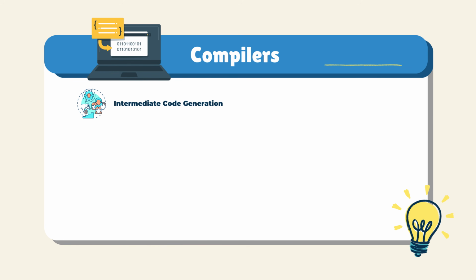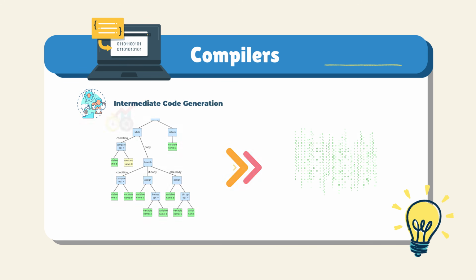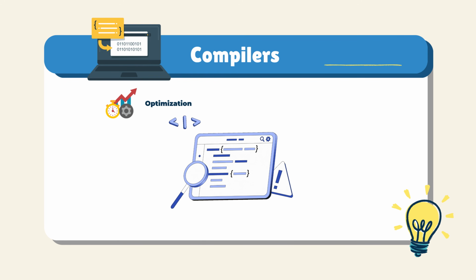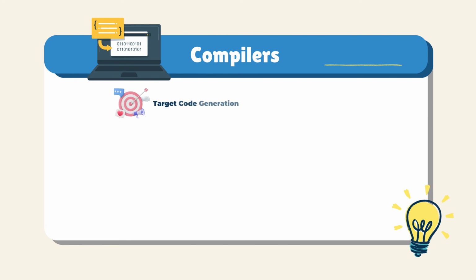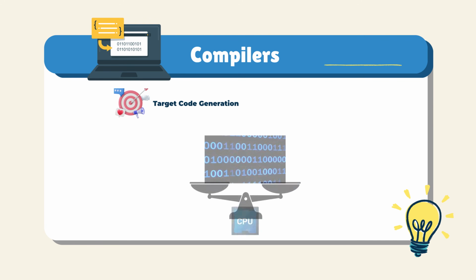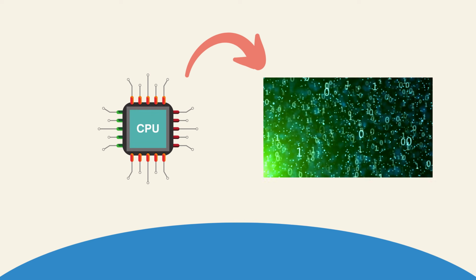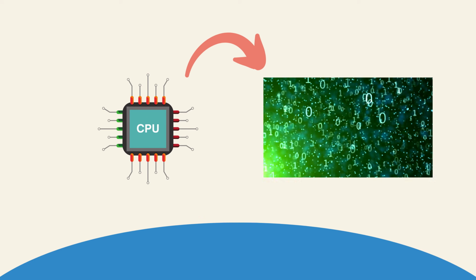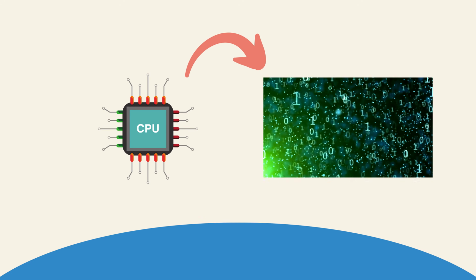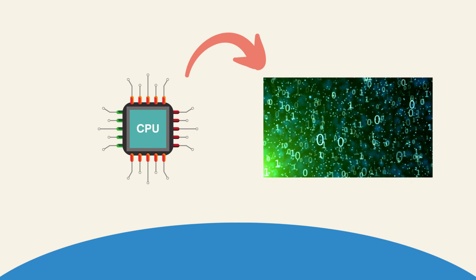Intermediate code generation transforms the AST into a platform-independent middle form of code. Optimization cleans up the code, removing inefficiencies like redundant calculations or simplifying loops. Target code generation converts the optimized code into machine code specific to your CPU architecture. The result is machine code that runs directly on the CPU, no retranslation needed. But if you change your code, you'll need to recompile it, and the compiled binary will only work on compatible hardware, for example, x86 versus ARM.